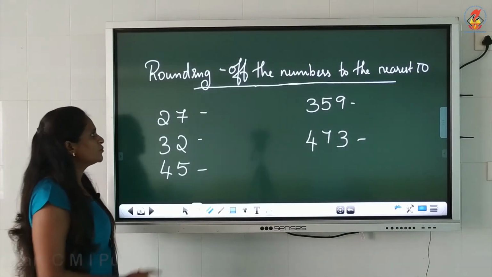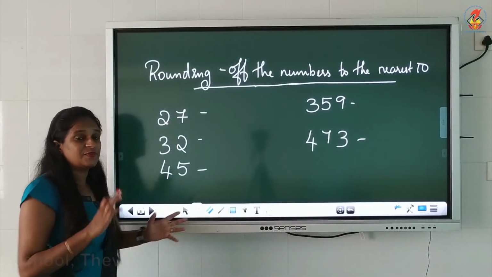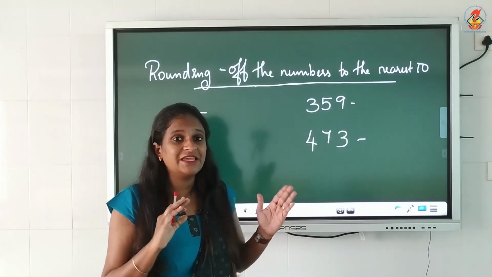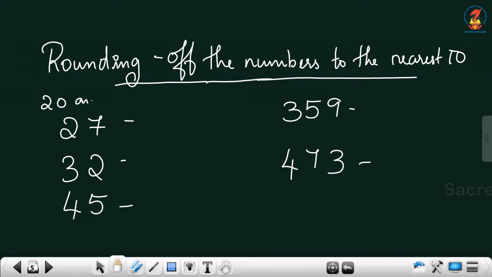Now let's see some questions. Rounding of the number to the nearest 10. 27 is between which tens? 20 and 30. So we have it in between 20 and 30, right? Look at the last digit, 7. It's a strong number, so we'll move up to the next 10. So which one, 30 or 20? 30. So 27 rounded off to the nearest 10 is 30.